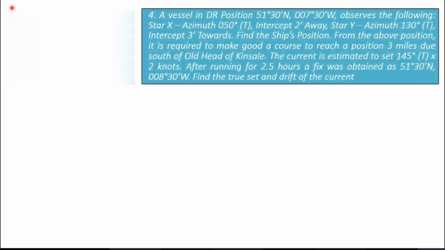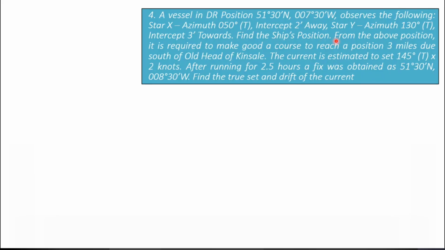Okay, let's move on to the next question. We have the question on the screen now. A vessel in DR position 51 degrees 30 minutes north, 007 degrees 30 minutes west observes star X with an azimuth of 050 degrees true and an intercept of 2 miles away, and star Y with an azimuth of 130 degrees true and an intercept of 3 miles towards.